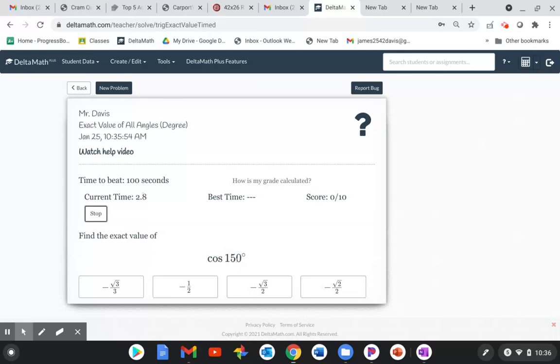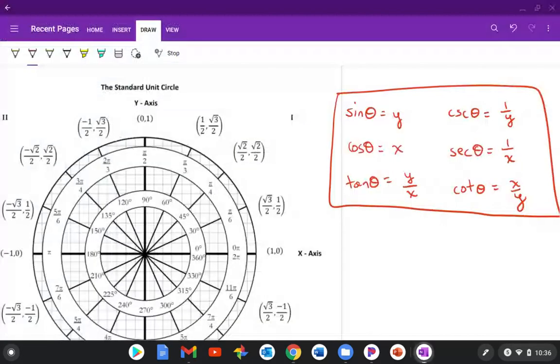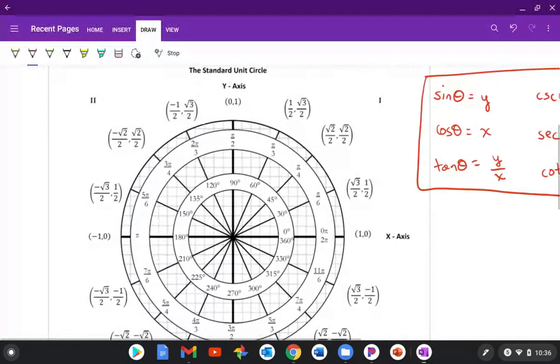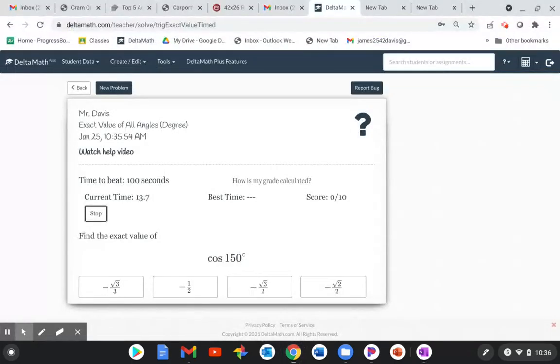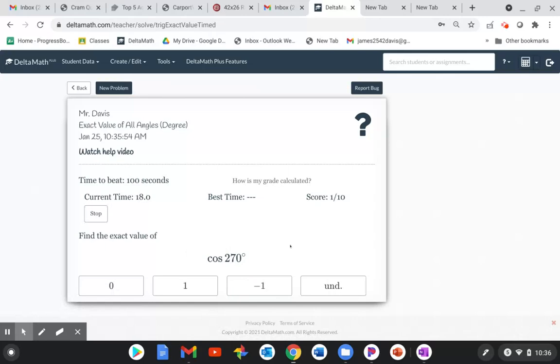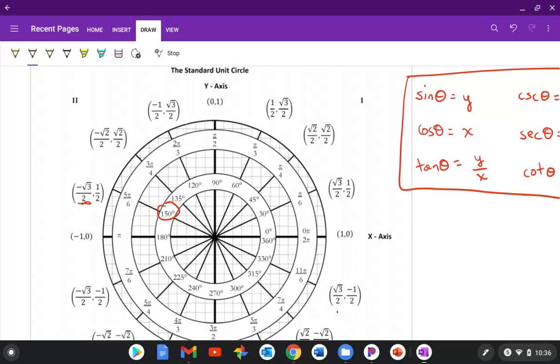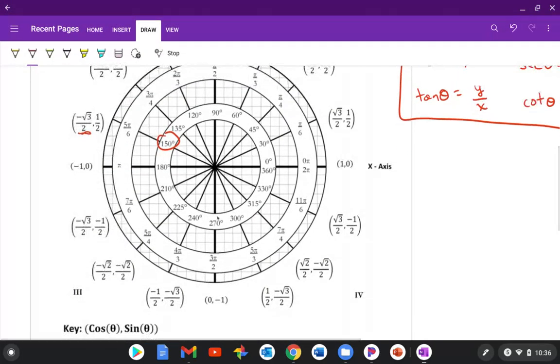So 150 degrees, the first one, cosine. You're just going to go to 150 degrees on your unit circle right here. Cosine is the x coordinate, so you're just going to select negative radical 3 over 2. All right, cosine of 270, so you just look at the unit circle. 270 degrees, the cosine is the x, so that is 0.